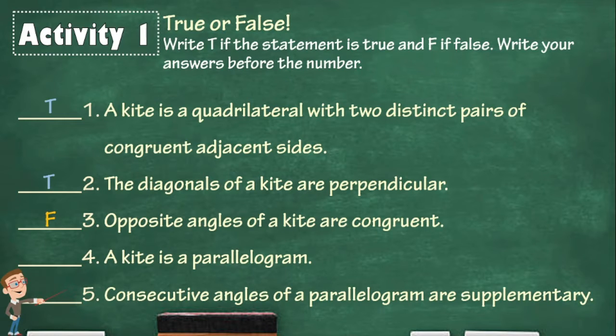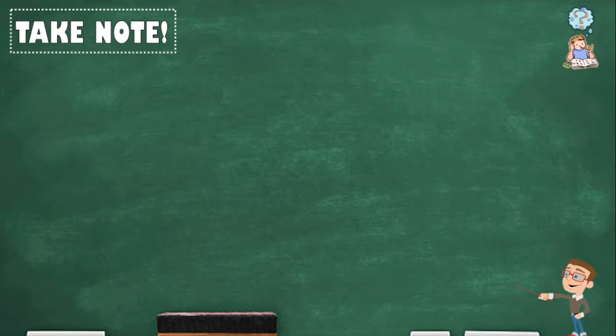That is false. Number 4, a kite is a parallelogram. The answer is false. Number 5, consecutive angles of a parallelogram are supplementary. That is false. Okay? Let's now proceed with our main discussion. Please take note of the following.